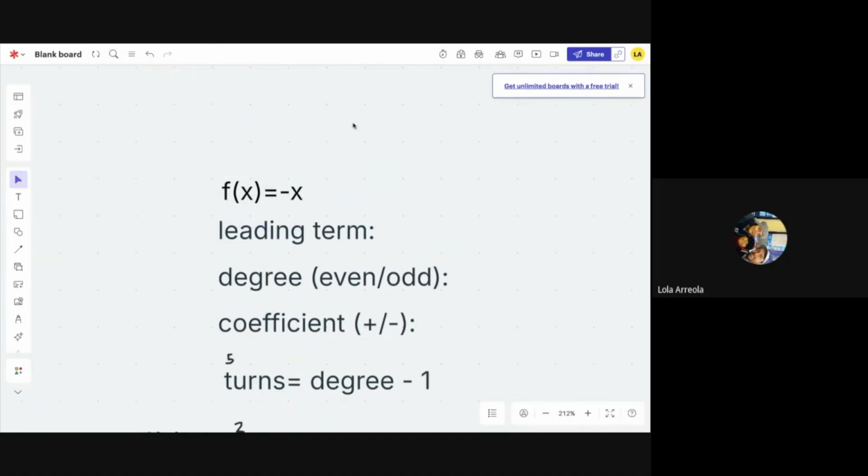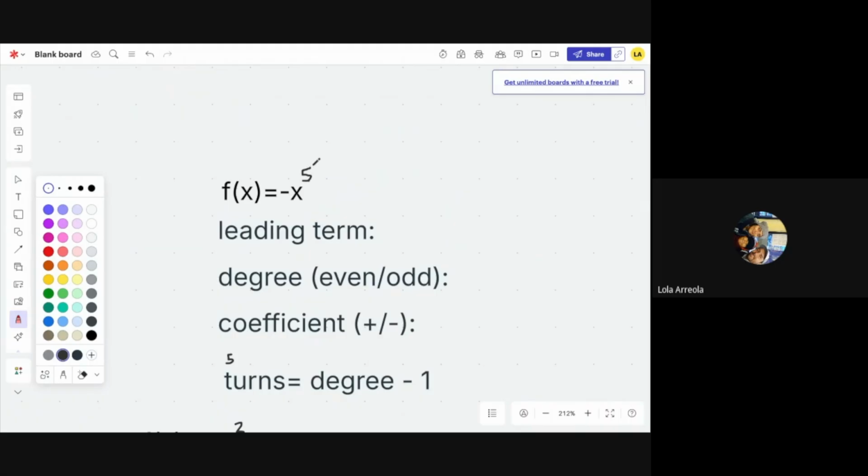F of x is equal to x to the 5th power. So leading term, this one is a no-brainer because how many terms do I see? Just one. So obviously that's my leading term. So I'm just going to put an arrow. That's my leading term, obviously, right here.